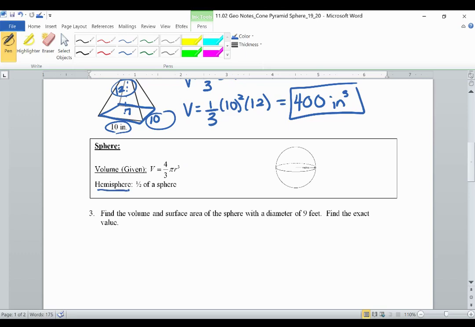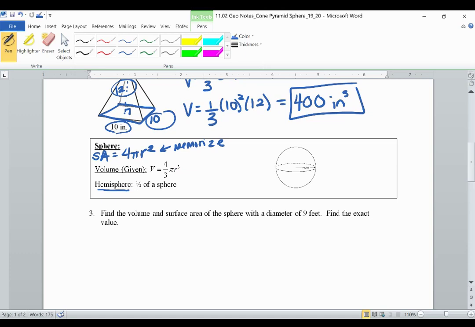Now, we also talk a lot about hemispheres. So a hemisphere is just half of a sphere. The one that is not given to you is surface area of a sphere, and that is 4 pi r squared. So that one you'd have to memorize. So try to remember r squared for square units, since it's surface area, where volume is cubic, so that's r to the 3rd.